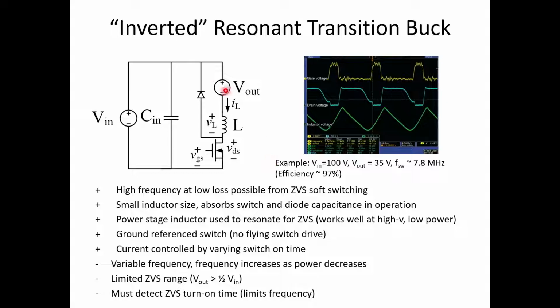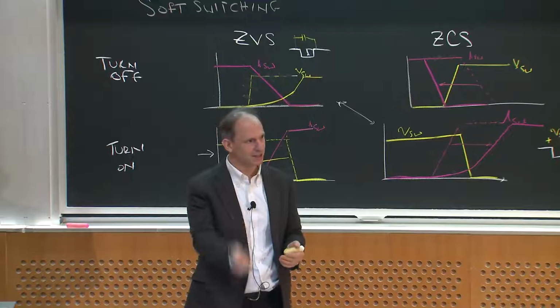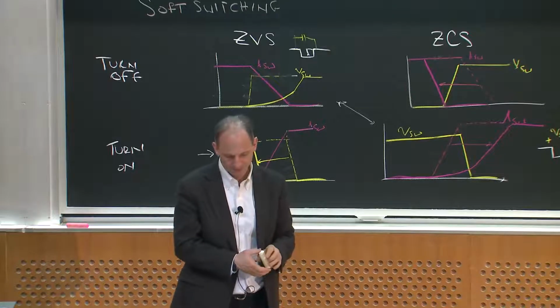Now, the fact that this inductor is resonating with the capacitor also means you've got to be very careful about how you size that inductor. You can't pick any inductance value, you've got to pick the right one. But it turns out to be an extremely small inductor because it has a lot of ripple in it.